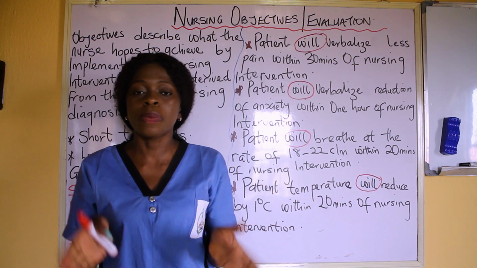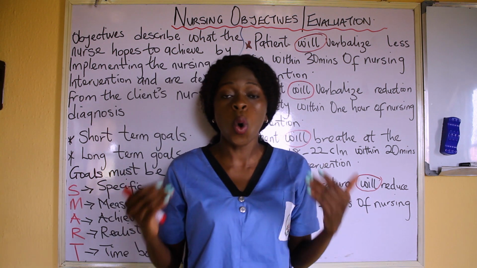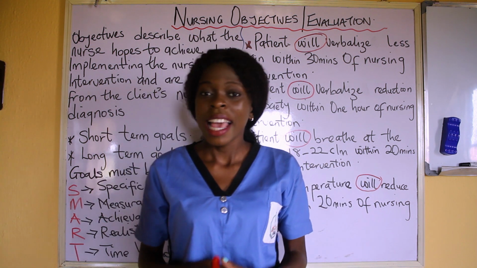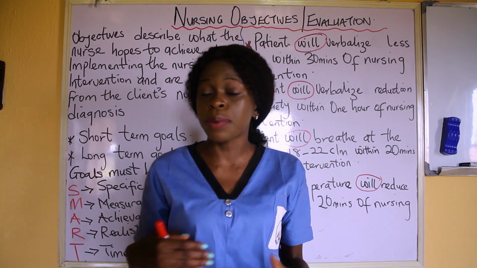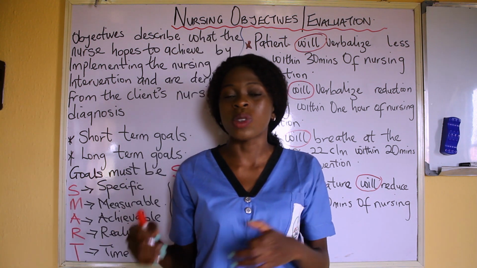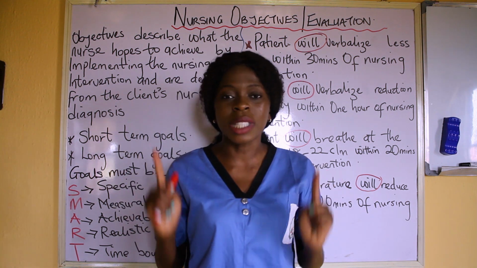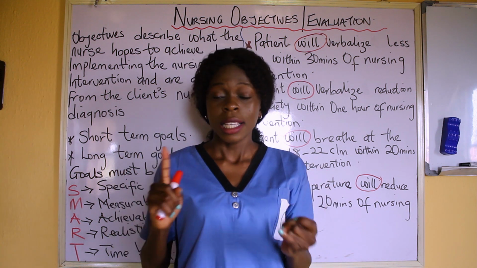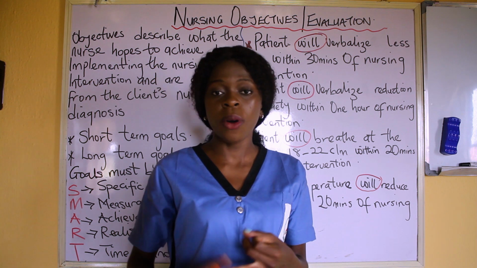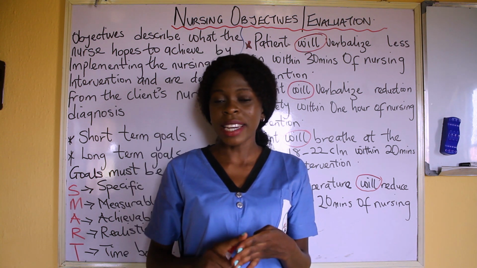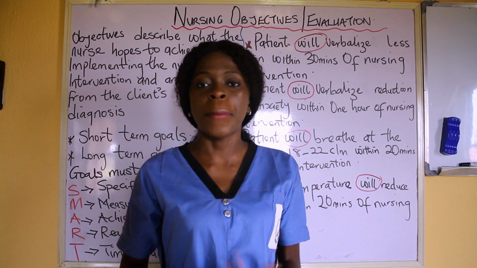Don't forget, objective is what the nurse hopes to see in the patient, and there are two types of objectives, two types of goals, which are the short-term goals and the long-term goals. Your objective must be SMART: specific, measurable, achievable, realistic, and time bound.